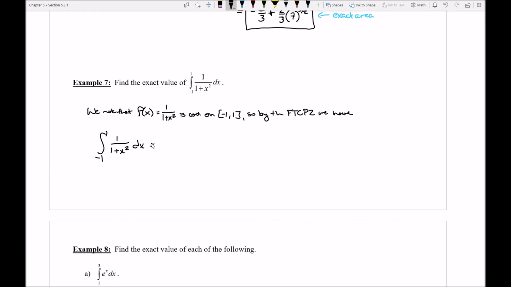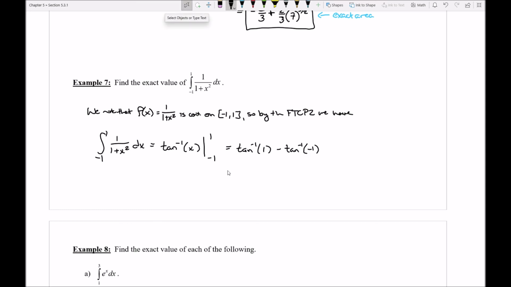is going to be equal to, I just need to find an antiderivative for this function. But I might easily recall that the antiderivative for that is just inverse tangent. The derivative of inverse tangent created exactly this. And so now I can just choose to evaluate that first at the value of 1, so inverse tangent of 1, minus the inverse tangent of negative 1.